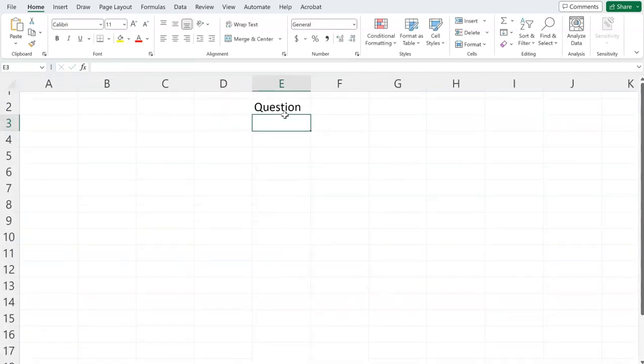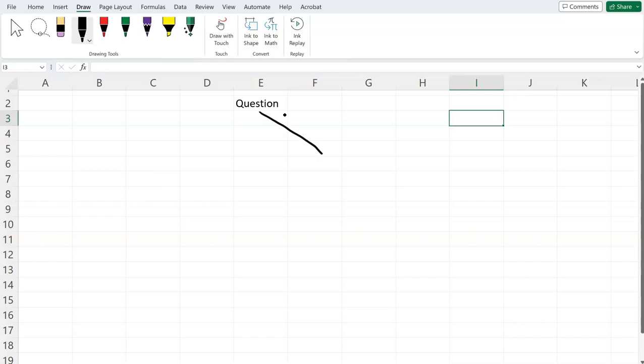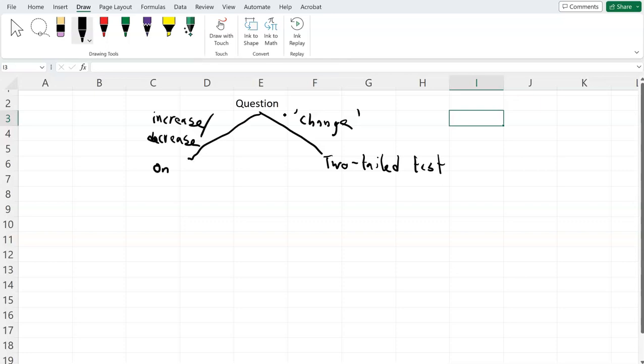Now, if the question has any kind of word like change, like we're testing if the population average has changed or something, then we are dealing with a two-tailed test. But if the question is saying increase or decrease, then we're dealing with a one-tailed test. Okay, now if we have a one-tailed or two-tailed test, actually let me just write this in a nicer way.